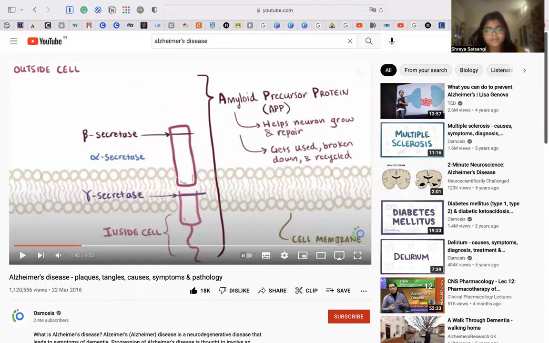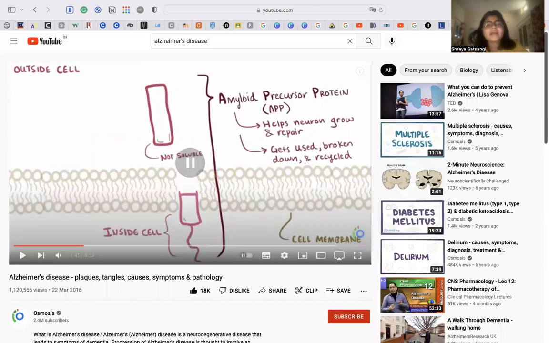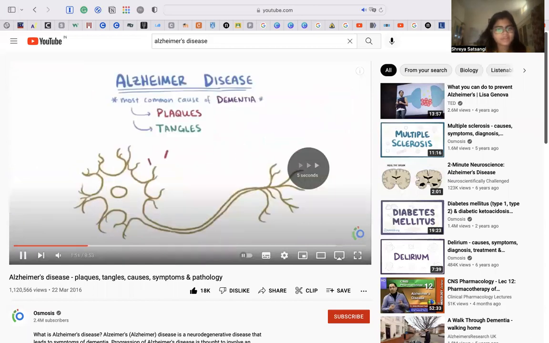But the problem occurs when beta secretase comes. When it comes and chops off this portion, the problem begins. Now what we have is this portion, which is chopped off by beta secretase, so this portion is not soluble, and here the problem occurs. What happens next, you can see in the video.